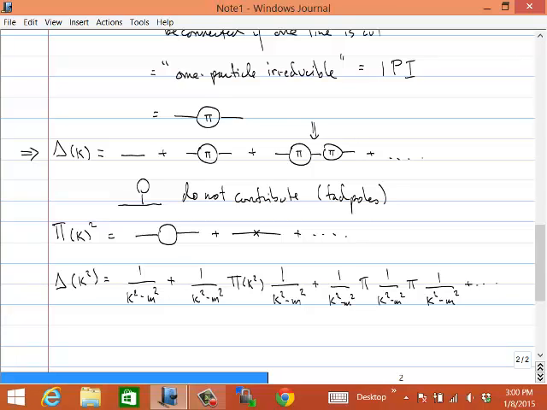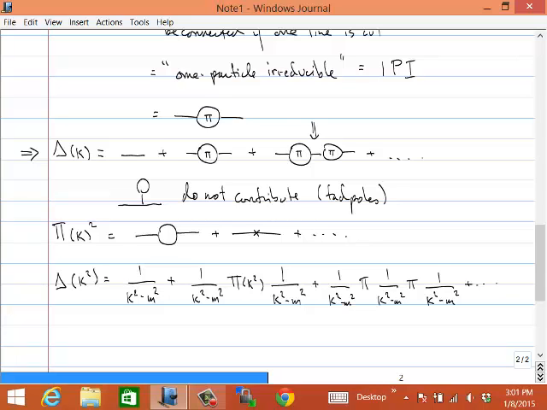There are a couple of comments that I should make in case this formula is not clear. One of the things that we need to keep in mind is that in Feynman diagrams, we enforce momentum conservation at each vertex, which means that each of these pi's is evaluated at the same momentum k squared, because there are no other legs onto which the momentum k can go.